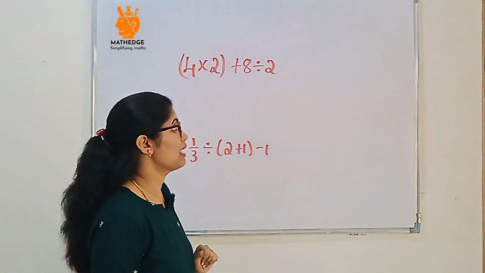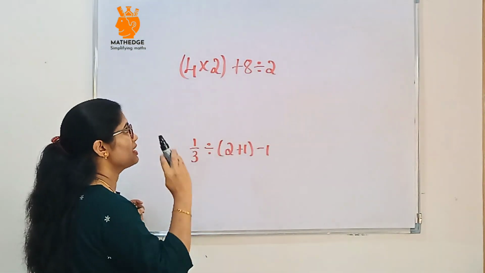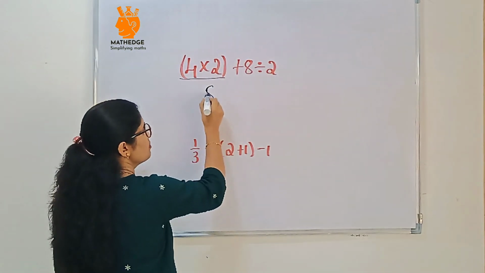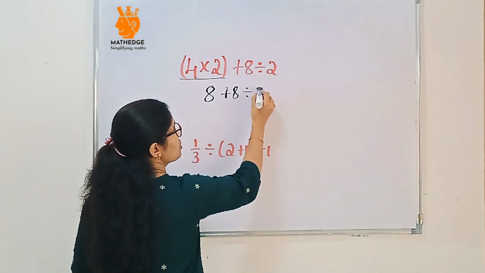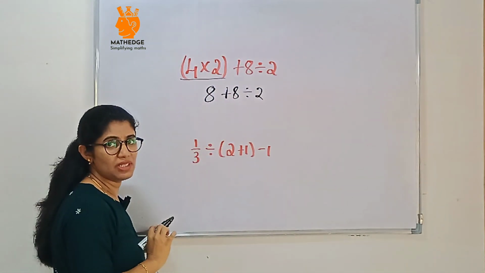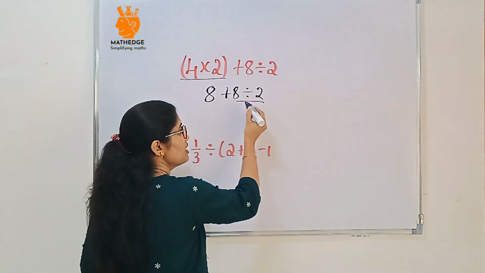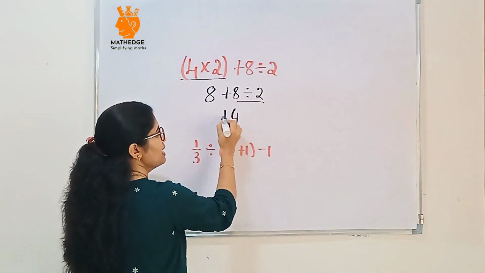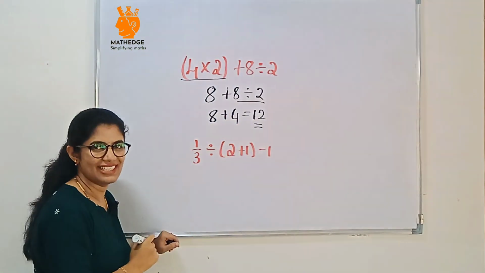Let's try a simple example. Say 4 into 2, plus 8 divided by 2. If you go with BODMAS, first we need to do the brackets. 4 2s are 8. Then after that, write the numbers. Here is where you will make most of the mistakes. What you will do is just add. No, first we should do division. After that we should do addition. So 8 divided by 2 is 4, then add the 8. So 8 plus 4 is 12. So this is the right answer.